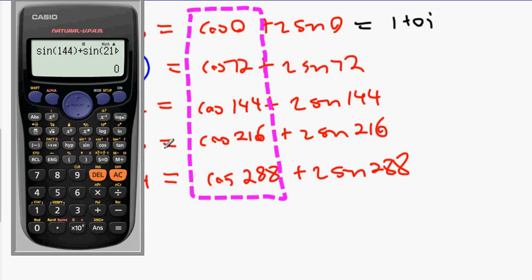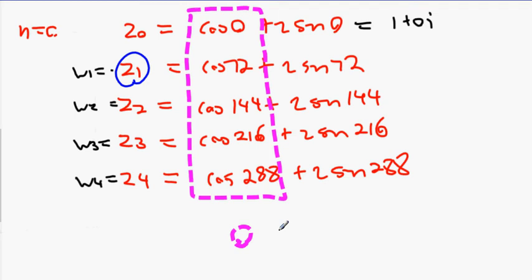Okay. So what we're going to get is cos 0 plus cos 72 plus cos 144 plus cos 216 plus cos 288, and what we're going to get here is 0. So the sum of all these is 0.